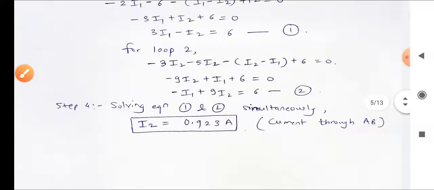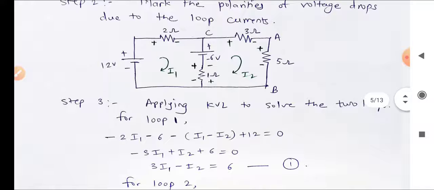See over here, it is minus 3 into I2 minus 5 I2 minus in bracket I2 minus I1 plus 6 is equal to 0. Now by simplifying this equation, we get minus I1 plus 9I2 is equal to 6. By solving these simultaneously, we can get the values of I1 and I2. Here I2 is 0.923 ampere, which is the current flowing through branch AB. So this is the way we can find the current flowing through any branch or the loop current, by using loop analysis. This is all about loop analysis.